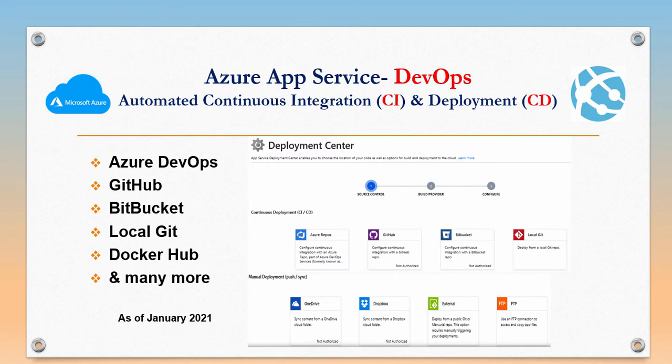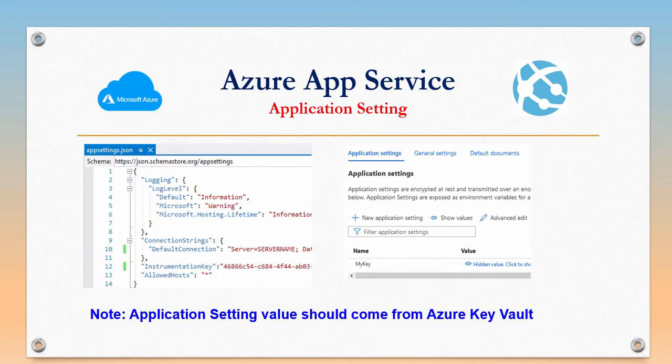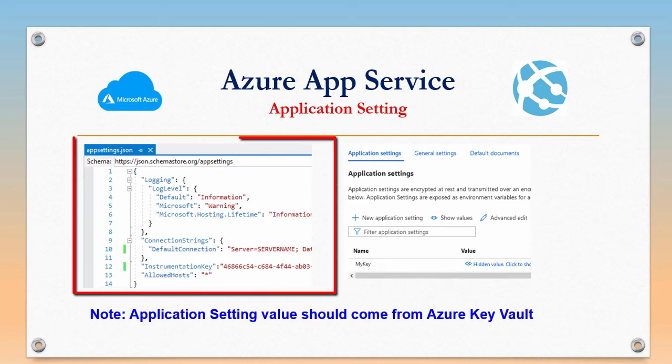Azure App Service also support DevOps, automated continuous integration and deployment, CI/CD. The repository can be Azure DevOps, GitHub, Bitbucket, local Git and many more. In the Azure portal, we will be showing you how it looks like when we deploy our application using Azure DevOps CI/CD pipeline. Now the application setting. In the left hand side screenshot you can see this is the app setting JSON of our application.